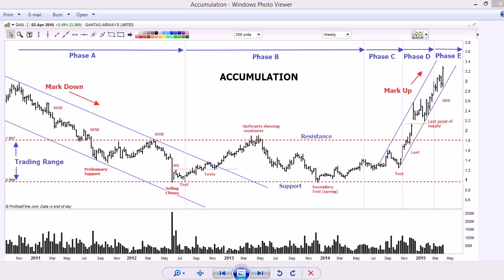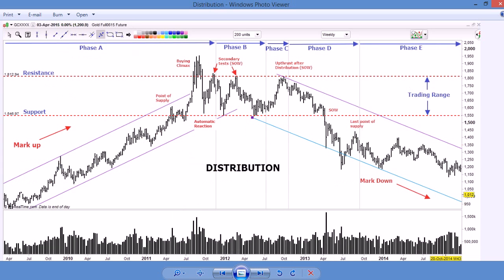So this now brings us to what distribution is. I'll go to the next chart. Now, once the stock's been marked up and we've had our bullish run, and the stock's up at a level where the professionals want to sell it, we see the opposite of accumulation, and this is called distribution. In order to sell at these higher prices, the professionals need to offload their stock to the amateurs in the market without alerting them to what's going on.